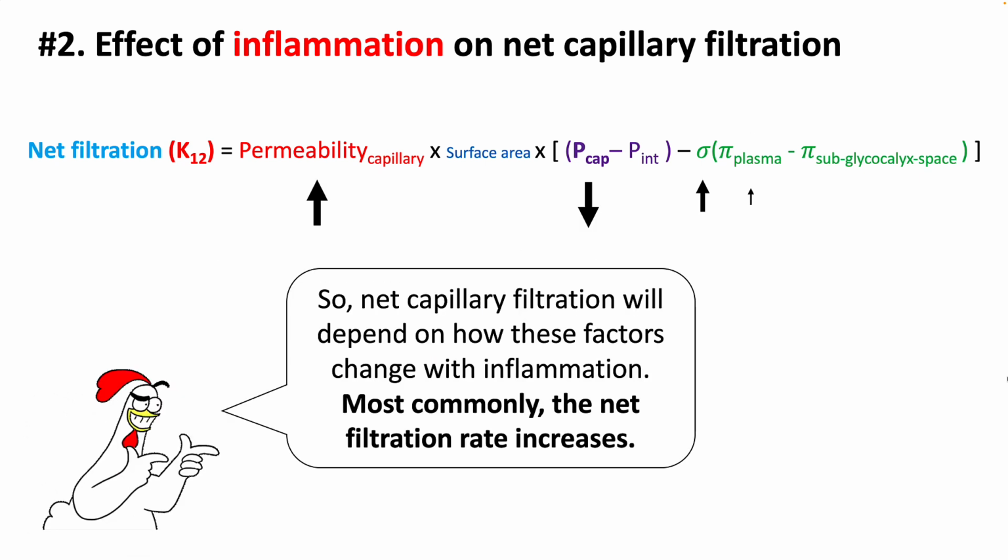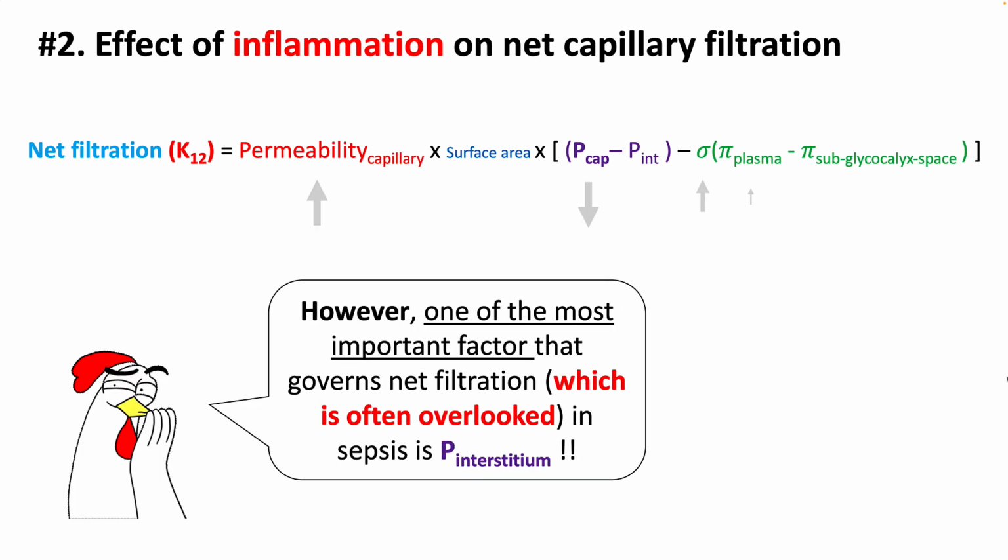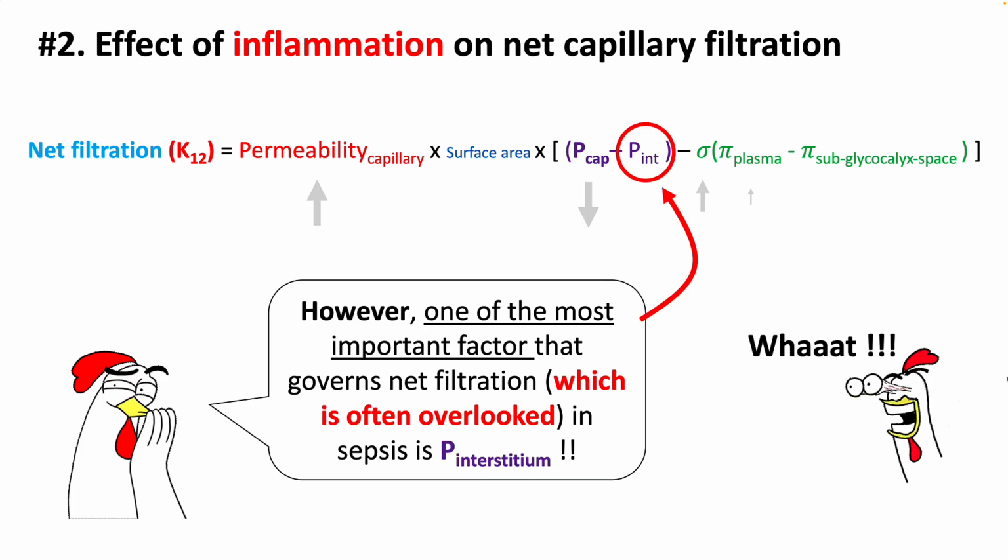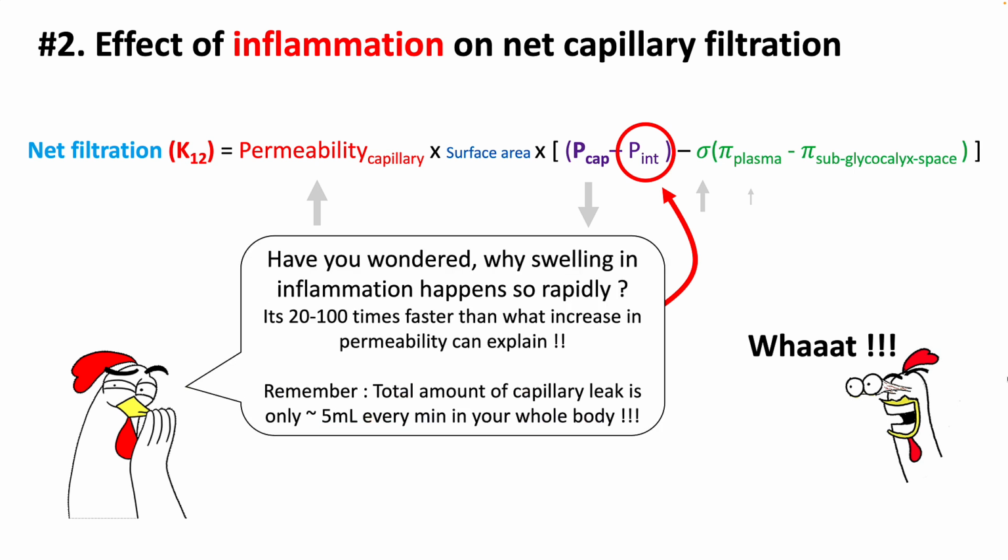So the net capillary filtration will depend upon how these factors change with inflammation, and most commonly, the net filtration rate increases. So there is decrease in half-life of the IV fluids that you give. However, the most important factor that governs the net filtration is pressure in the interstitium. So just to give an example, when you have swelling occurring in inflammation, it happens 20 to 100 times faster than what increase in the permeability can explain.